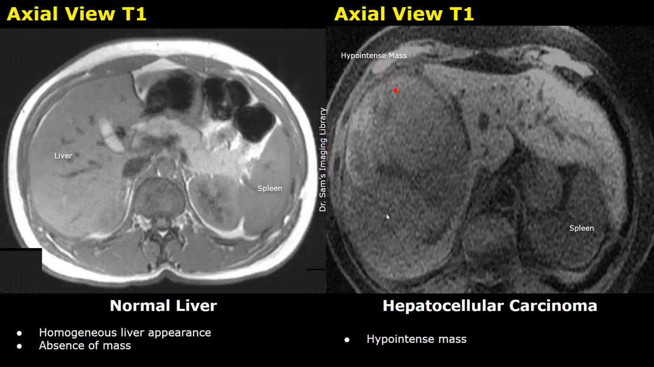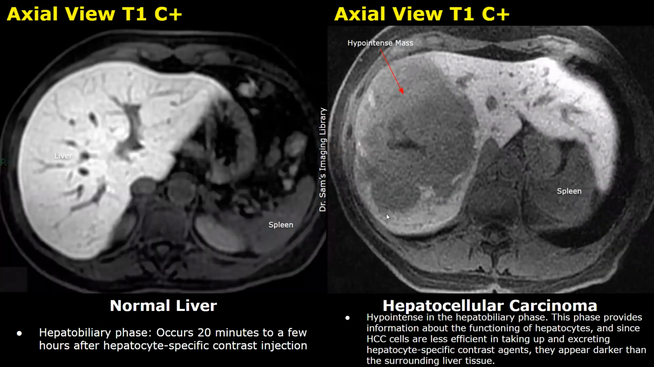This is a hepatobiliary phase. Hepatobiliary phase occurs 20 minutes to a few hours after a hepatocyte-specific contrast injection is used. The liver is very bright. In this phase, it shows strong enhancement.